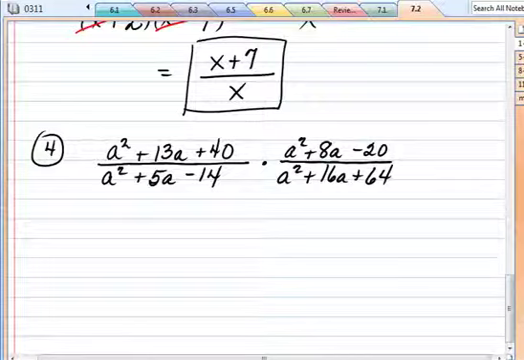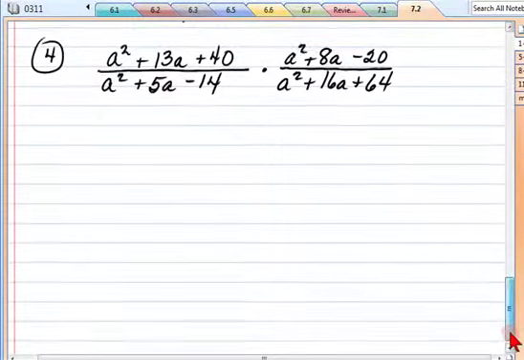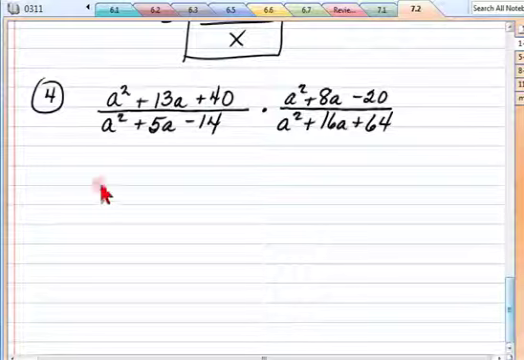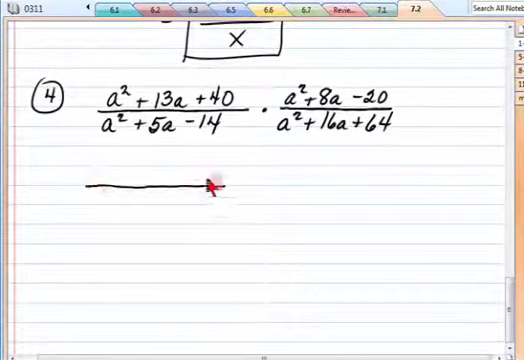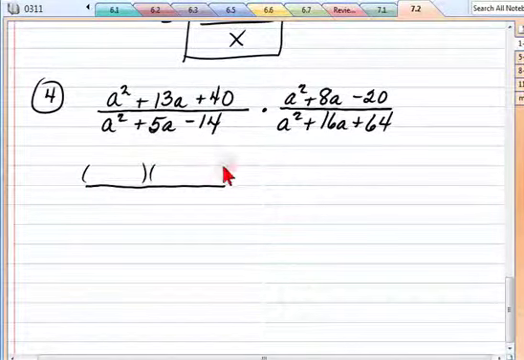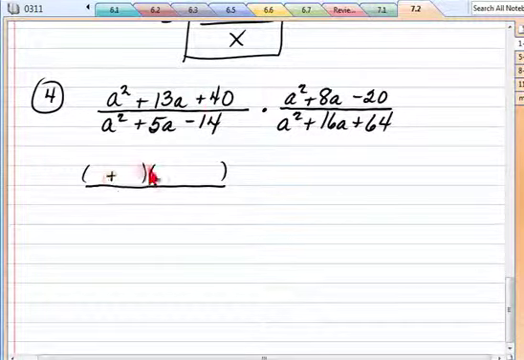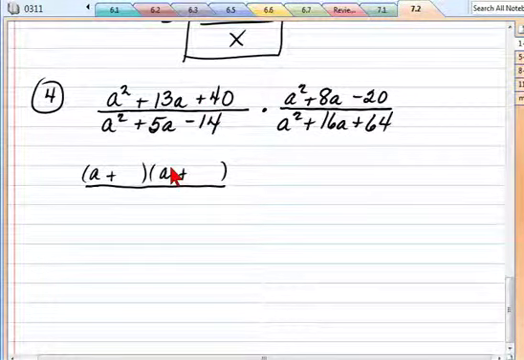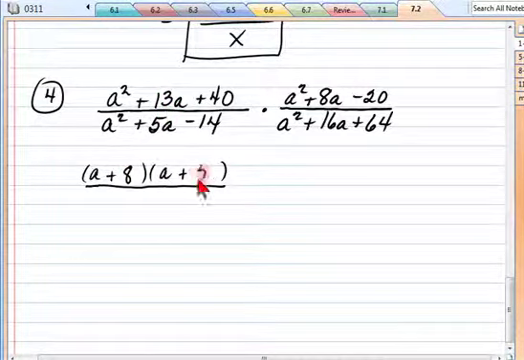Okay, we have 4 trinomials to factor, and I will solicit help from the class. The first one. I know the last sign is positive. They both match the middle term, plus and plus, a and a. I need factors of 40 that add up to be 13, 8 and 5. Doesn't matter which one you put where.